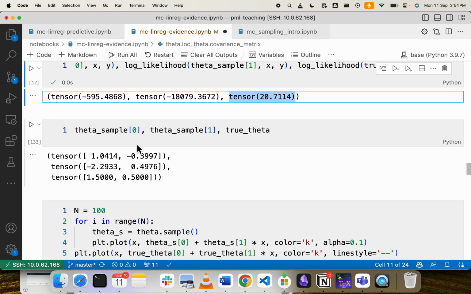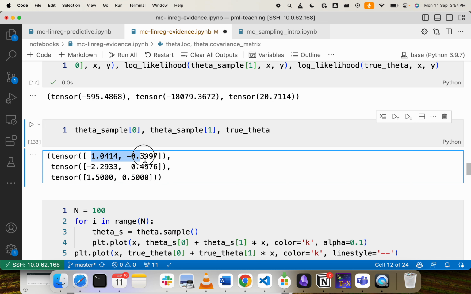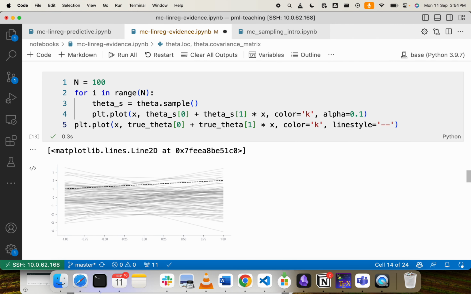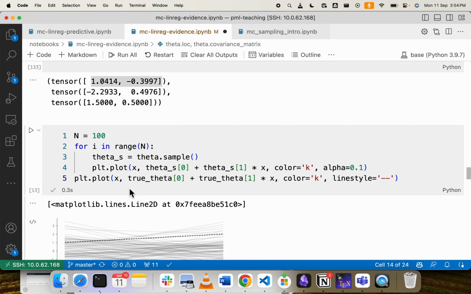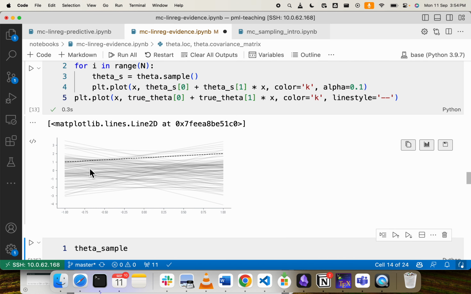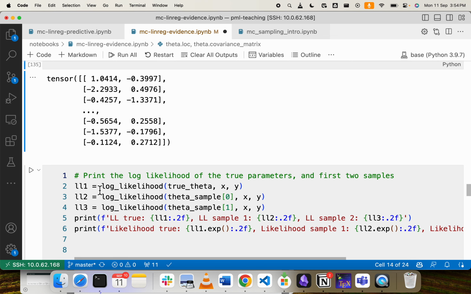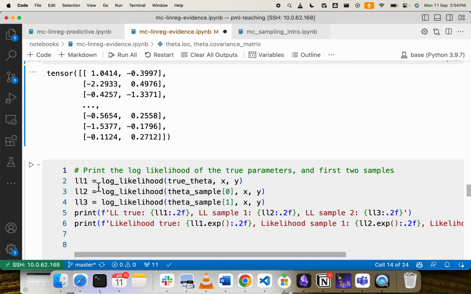And if you look at the different theta values, the first sample theta is 1 and minus 0.4, and the second one is minus 2 and 0.5. The true theta was 1.5 and 0.5. So we can also see that the first sample was probably a little closer to the true theta compared to the second one. Therefore, the log likelihood is higher. Right? If we were to get some samples corresponding to these different thetas, we again get these lines. Now this is prior predictive, right? But before that I also want to show you another thing.